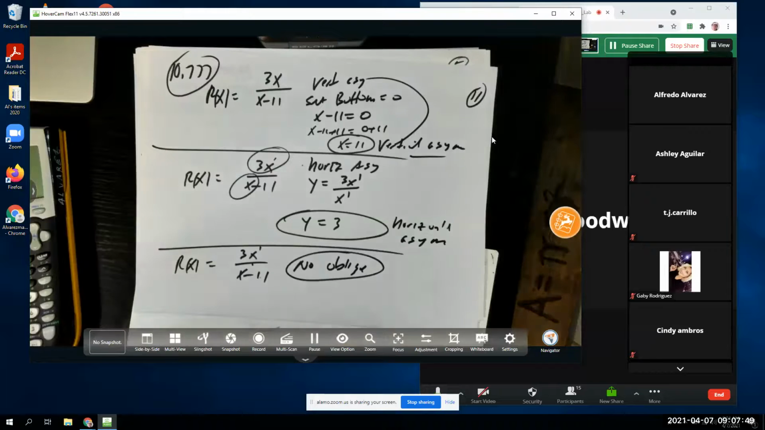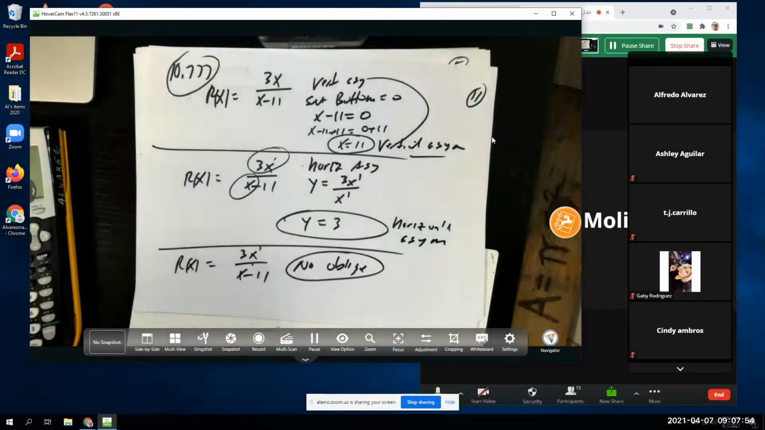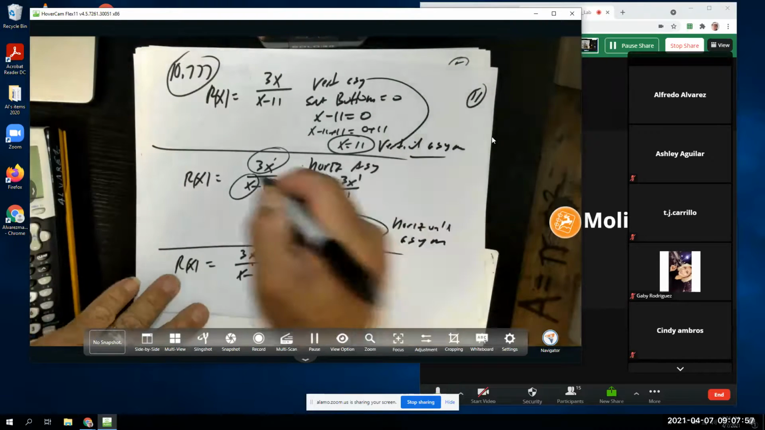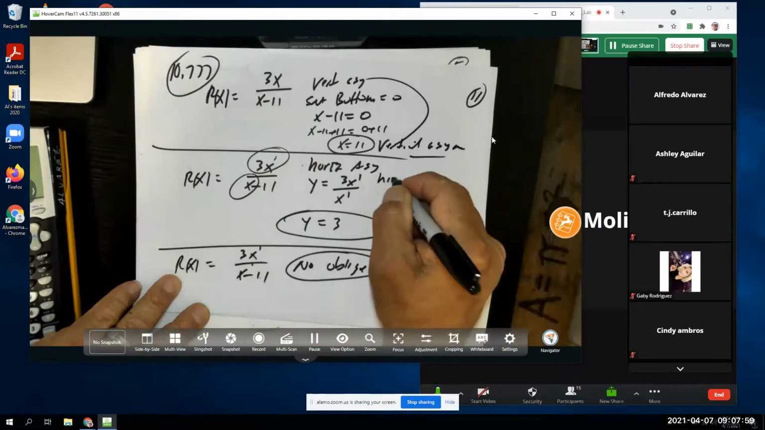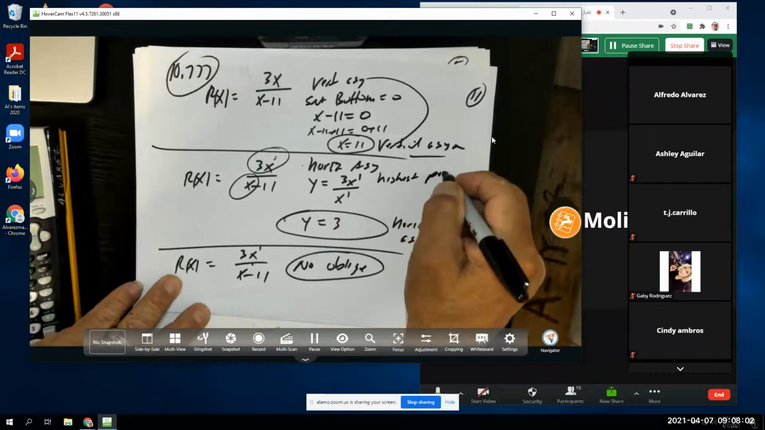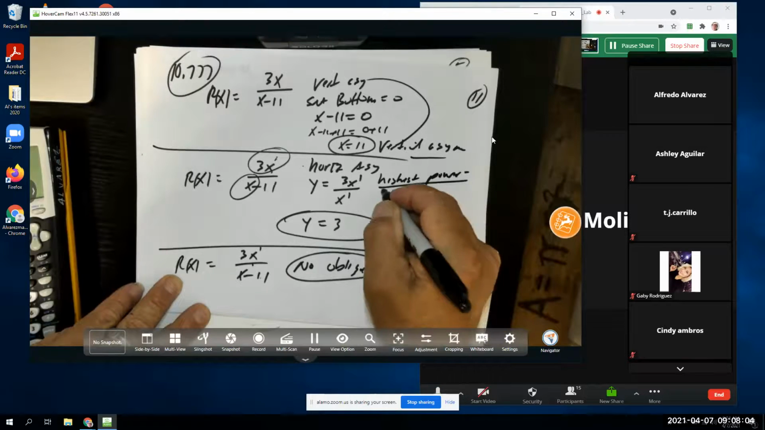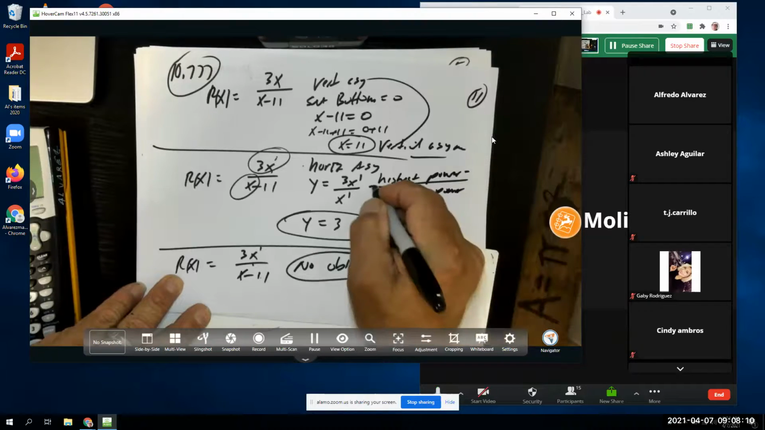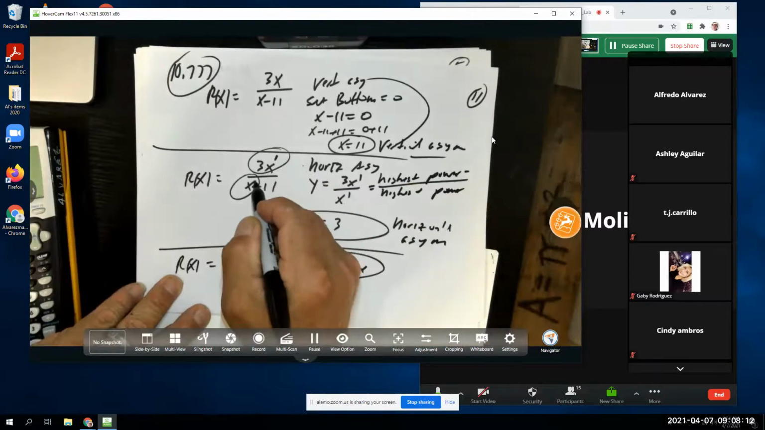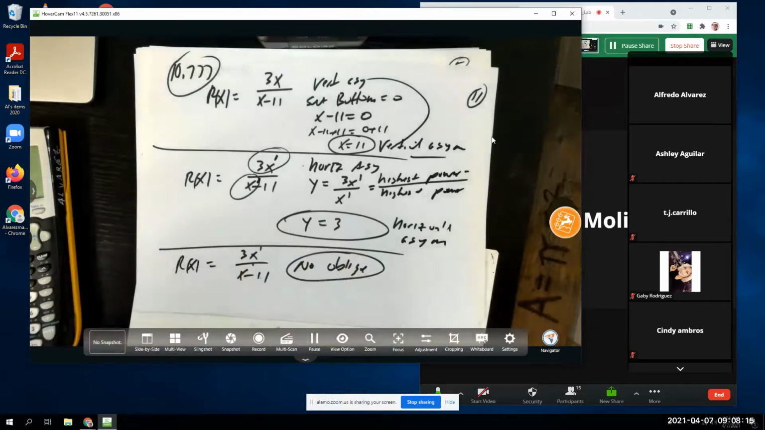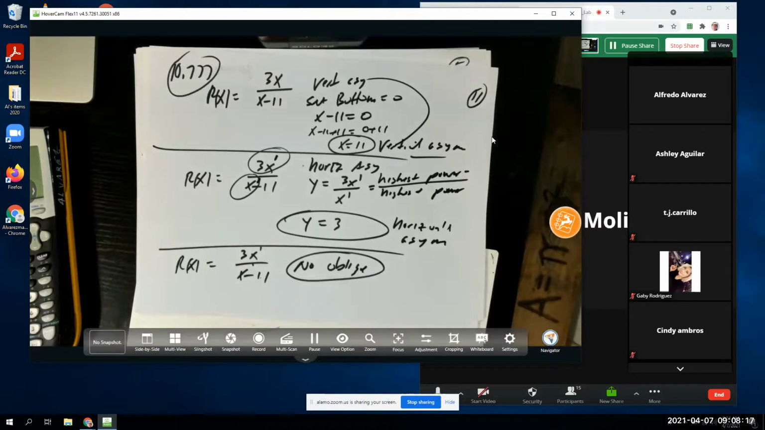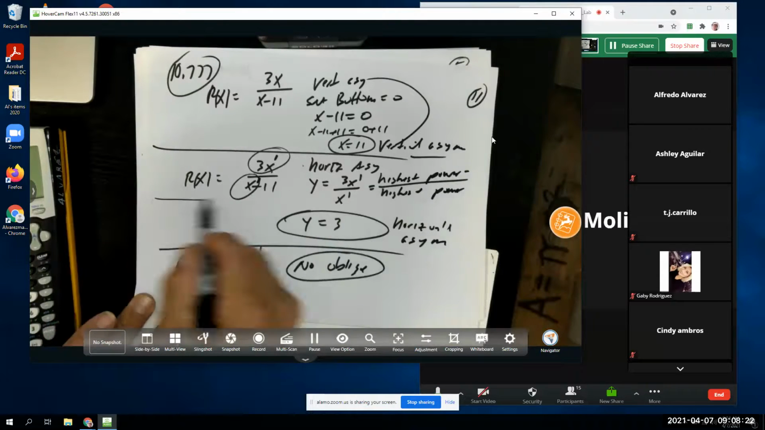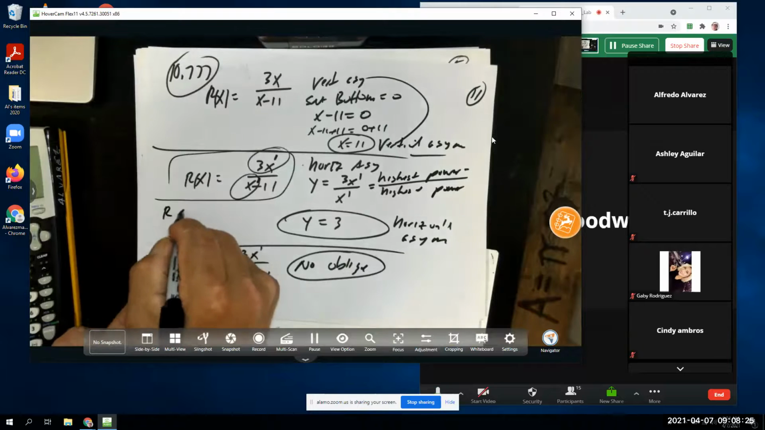Sir, can you explain the horizontal one again? Say it again. You just get the highest power on the top over the highest power on the bottom. Okay, so the highest power on top is this 1 power 1, right? And there's a 1 power here. That's what it is. Now, if it was more complicated than that, let me show you one that would be.